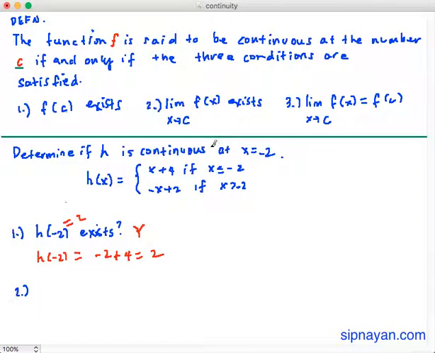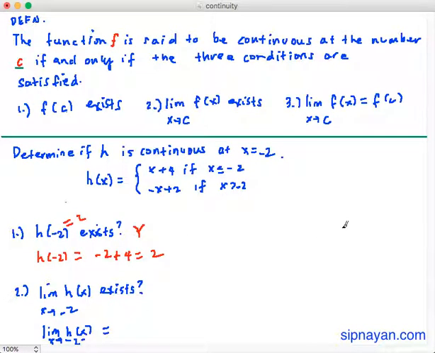Number 2, we have to see if the limit of f of x as x approaches c exists. So we have to check if the limit of h of x as x approaches, ano yung c natin, negative 2, exists. Paano ba natin dinedetermine if the limit of a function at a particular point exists? Minsan, pag polynomial functions, diretso na yan, automatic niya. Pero ito, meron tayong piecewise function, so we have to check the limit, the left-hand limit tsaka the right-hand limit. So we have to check the limit of h of x as x approaches negative 2 from the left, tsaka from the right.